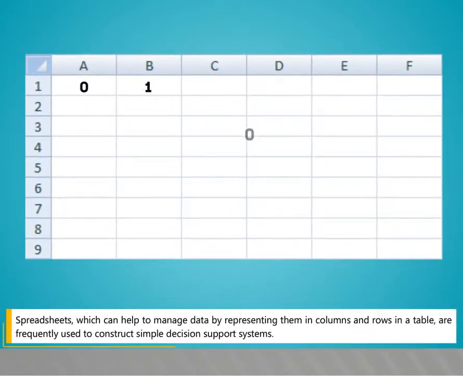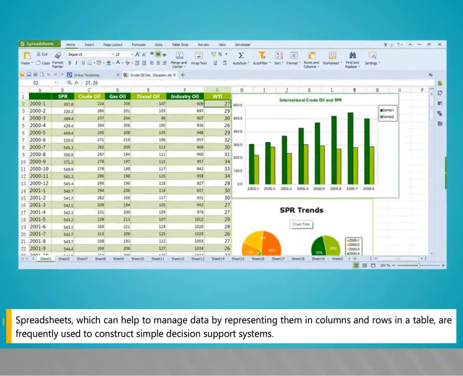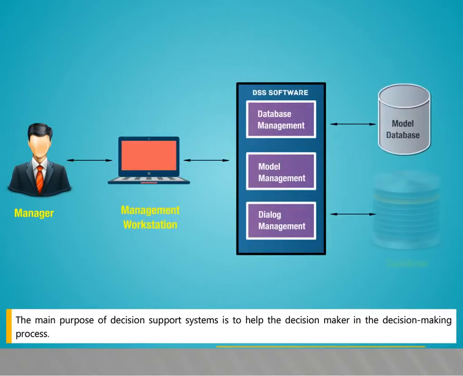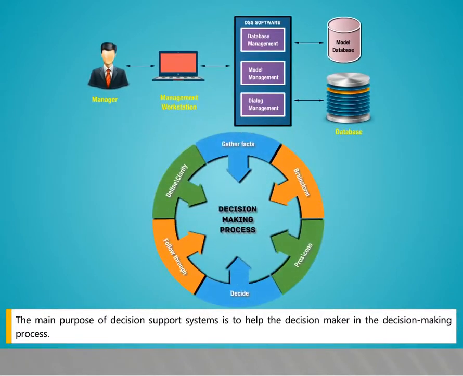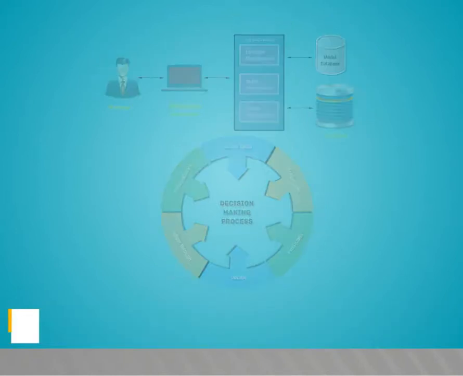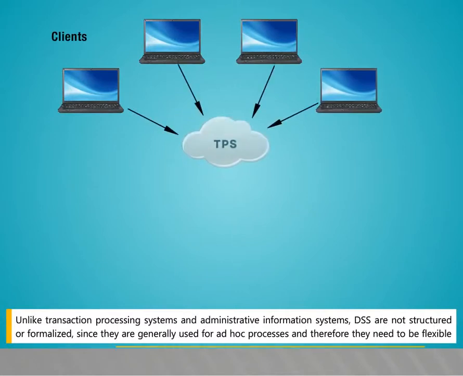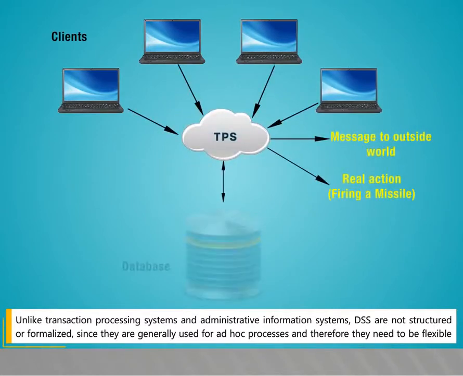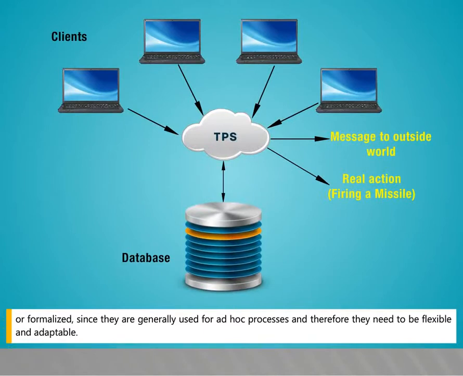Spreadsheets, which can help to manage data by representing them in columns and rows in a table, are frequently used to construct simple decision support systems. The main purpose of decision support systems is to help the decision maker in the decision making process. Unlike transaction processing systems and administrative information systems, DSS are not structured or formalized since they are generally used for ad hoc processes and therefore they need to be flexible and adaptable.